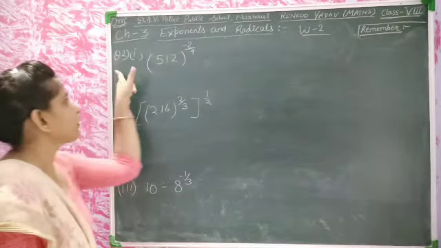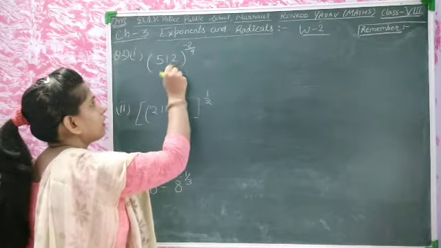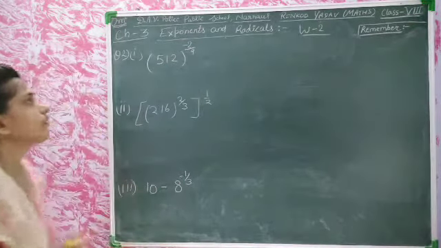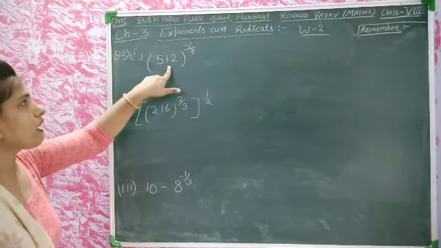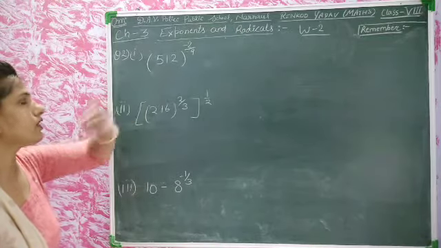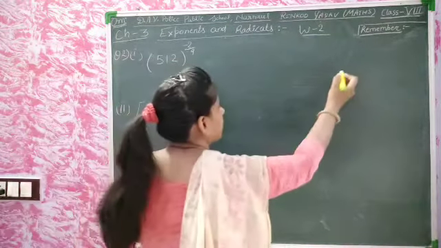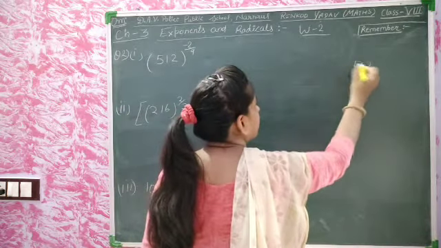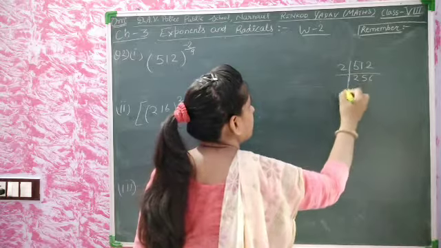Students, there is question number 2 and part 1. In part 1, there is a number and whose power is this? First, we will solve it: what's the prime factorization of 512? Let's see, there are 512.